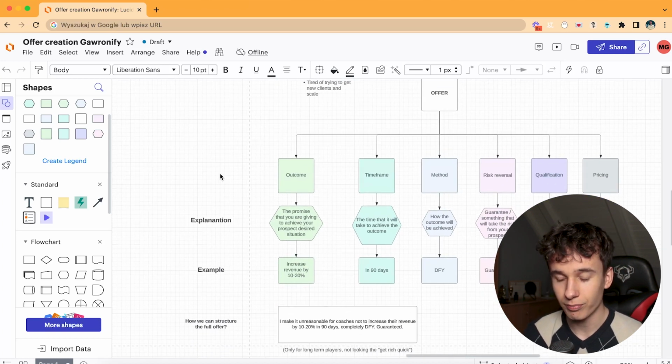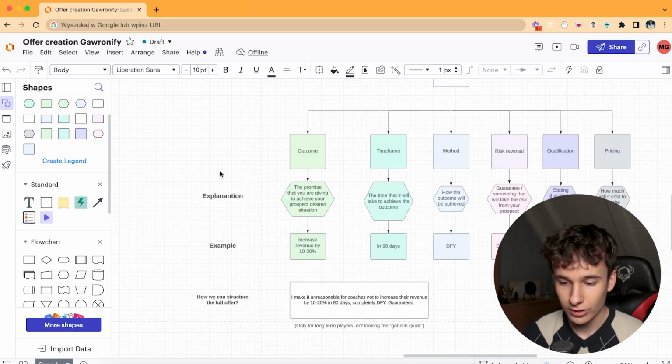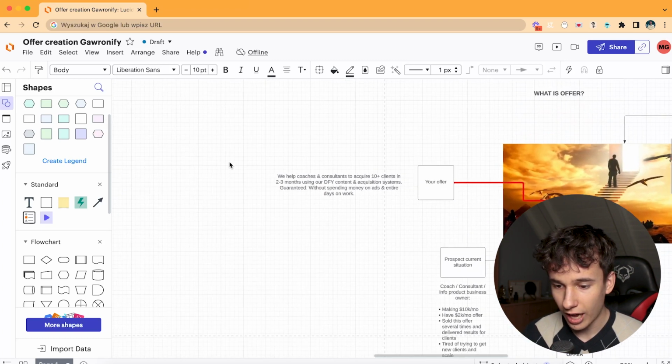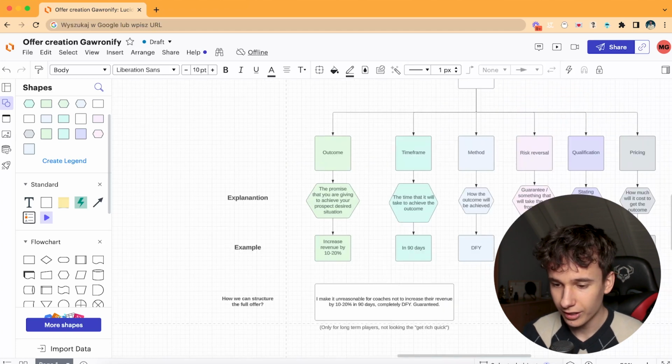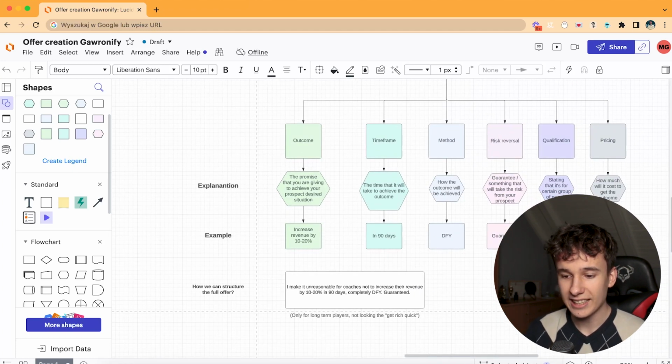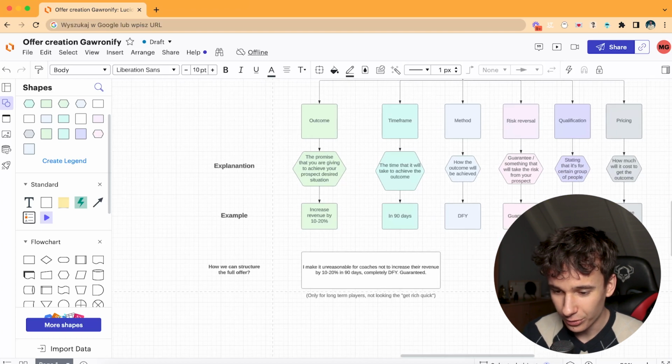The first and most important thing is the outcome. The outcome is the promise that you are giving to achieve your prospect's desired situation. For example, it could be to increase the revenue by 10 to 20%. In my scenario, the outcome is to get 10 plus extra clients. The second thing is the time frame, the time that it will take to achieve the desired outcome. It could be 90 days, 2 months, 1 year, 1 week, whatever it takes.